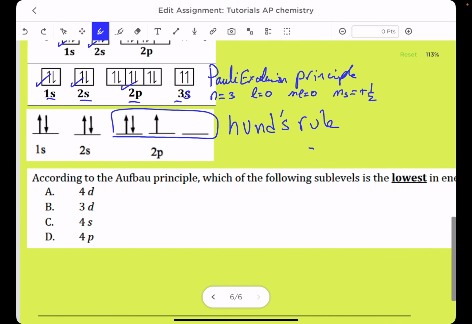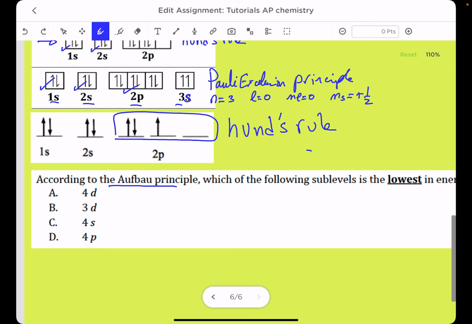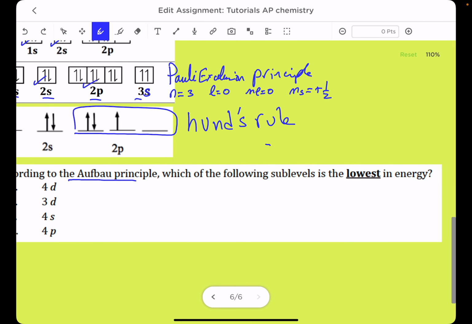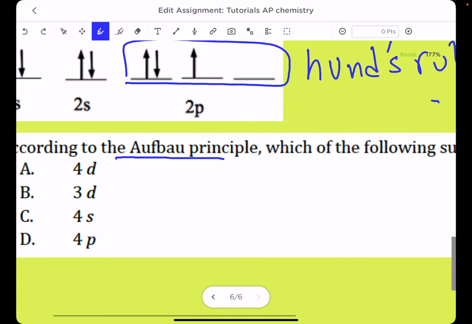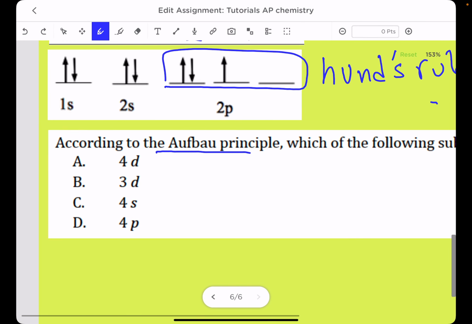Finally, last question. According to the Aufbau principle, which of the following sublevels is the lowest in energy? Now you might think of this 4d, 4s, 4p. They are on the 4th energy level. Yes, true. But there's splitting of the orbitals, so they do not exactly have the same energy level. Now, when I look at the periodic table, s is always the one with the lowest.